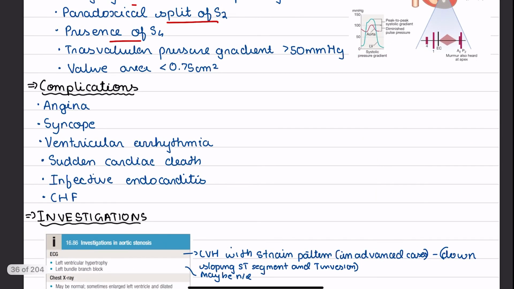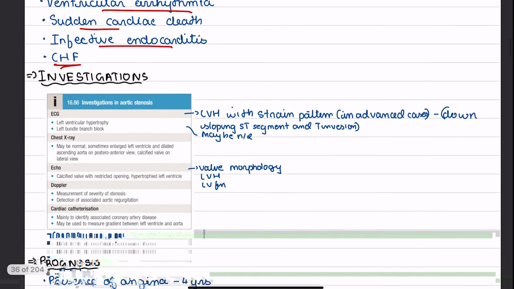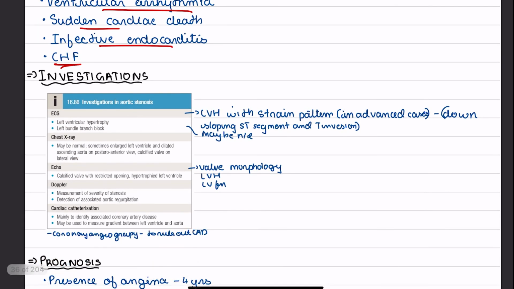So now what are the complications of aortic stenosis? As I said, angina may occur, syncope may occur, ventricular arrhythmia may occur, sudden cardiac death, and infective endocarditis. Why? Because the narrowed valve or deformities may predispose to infective endocarditis, and turbulent flow also may predispose to infective endocarditis. And chronic heart failure, because the left ventricle is not able to function properly.